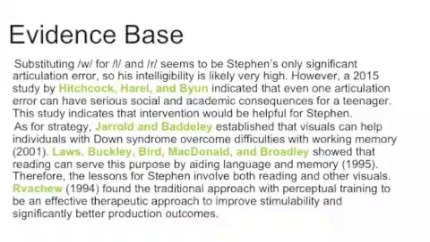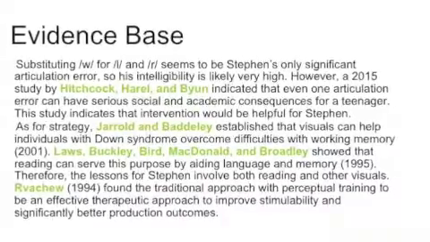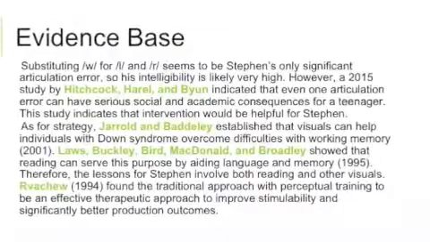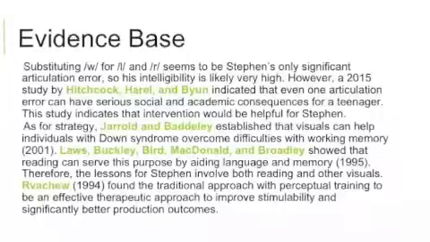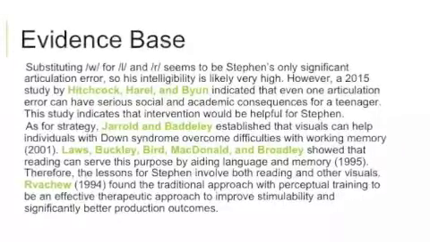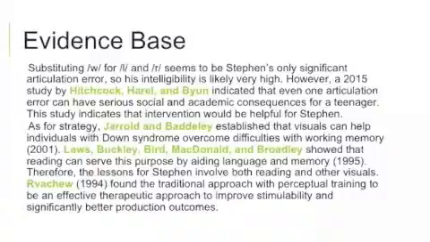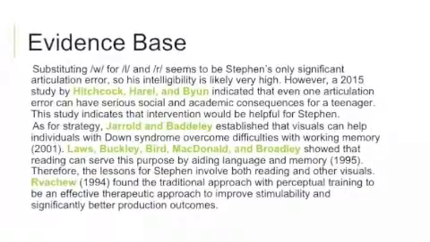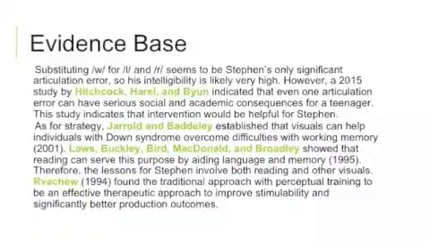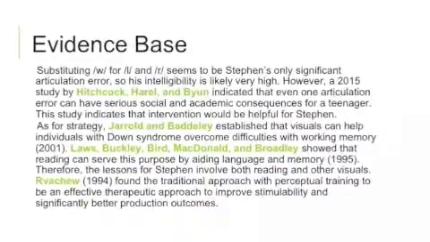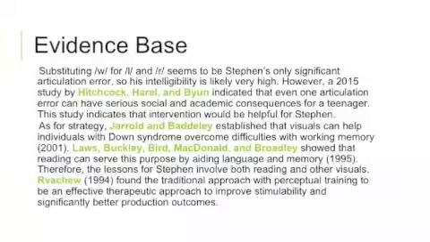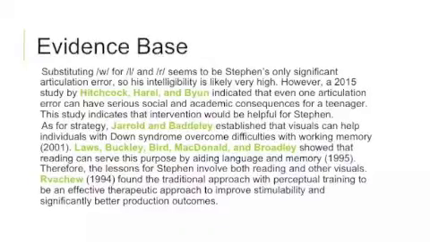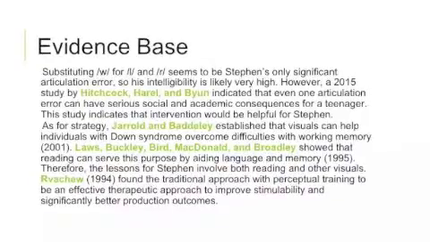The first one found that even one articulation error can have serious consequences for a teenager, especially socially. This applies to Stephen because even though he only has a couple of errors, he still needs therapy. The second one addresses the need for the use of visuals in therapy with individuals with Down syndrome, and you'll see later in our lesson plans that we do use a lot of visuals. The third one talks about the importance of using reading to aid language and memory, and the last one is just some evidence to support the traditional approach.